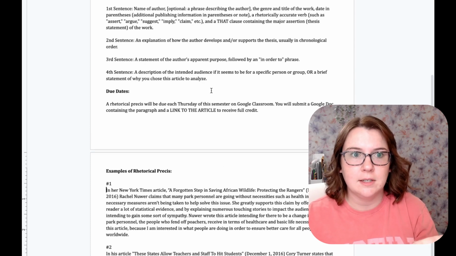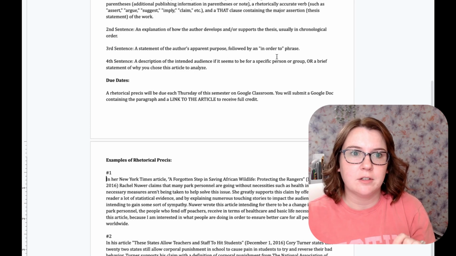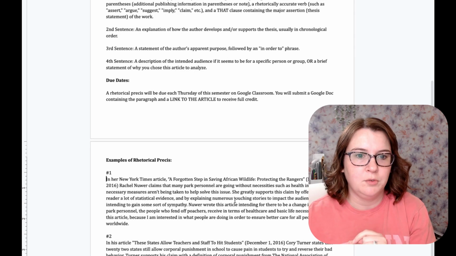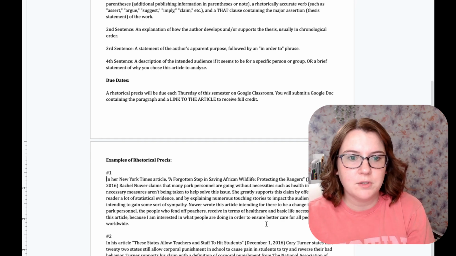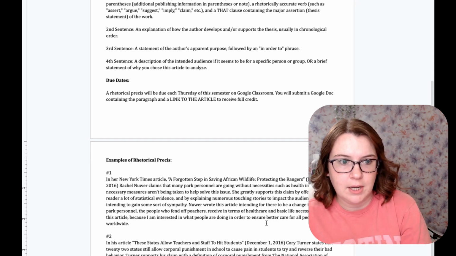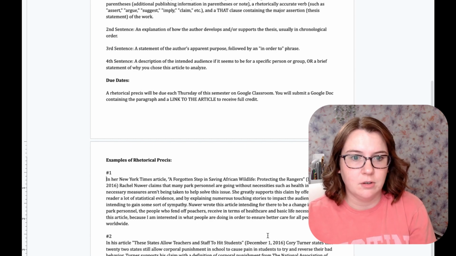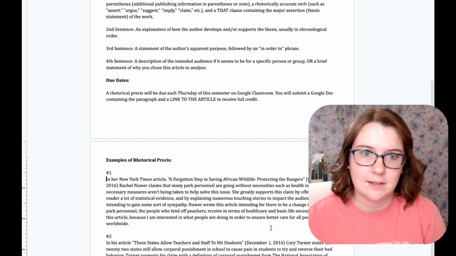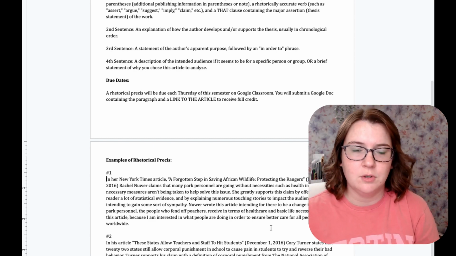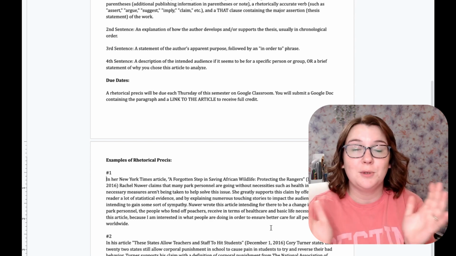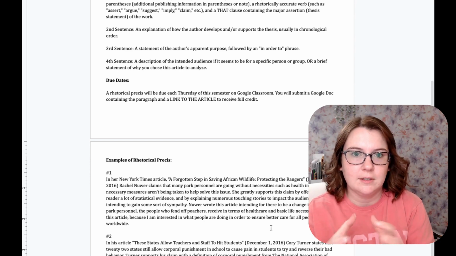Then the third sentence is a restatement of the author's apparent purpose, followed by an infinitive phrase. So this one: "Nuwer wrote this article intending for there to be a change in what these park personnel, the people who fend off poachers, receive in terms of healthcare and basic life necessities." Purpose is so important to a new rhetorical analysis piece that it's worth getting its own sentence.